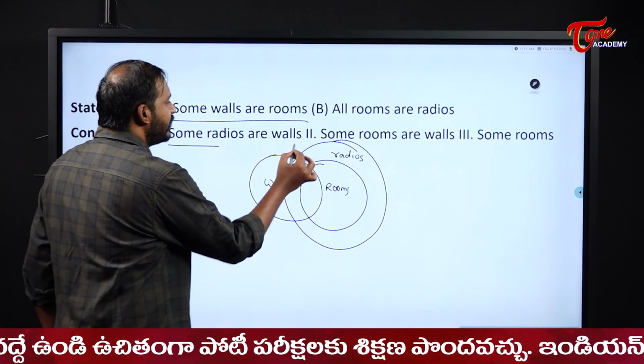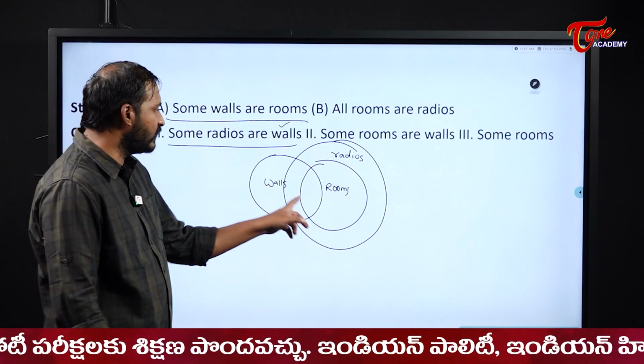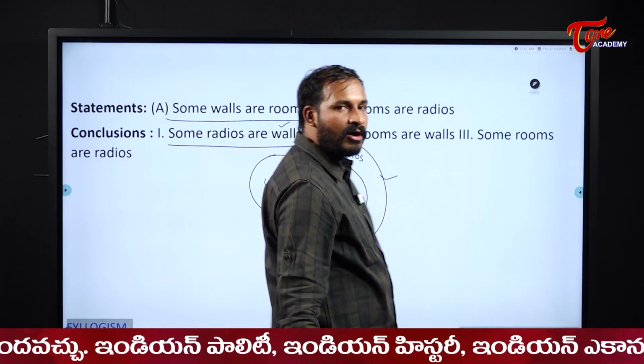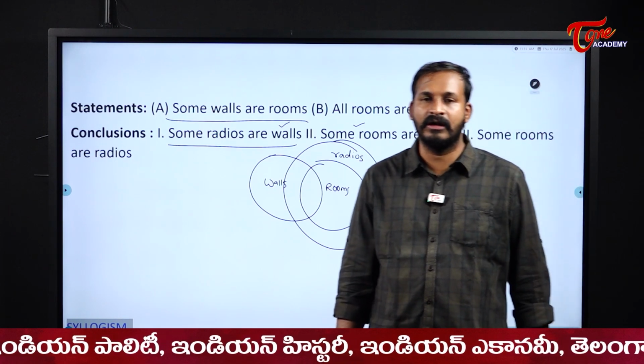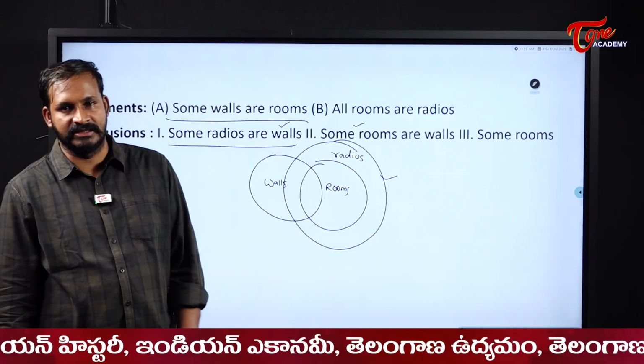First one, some radios are walls. Yes, that is correct. Second one, some rooms are walls. Yes, that one is correct. Some rooms are radios. That one is also correct. So here all three conclusions are correct, or we will say that all three conclusions follow the given statements.